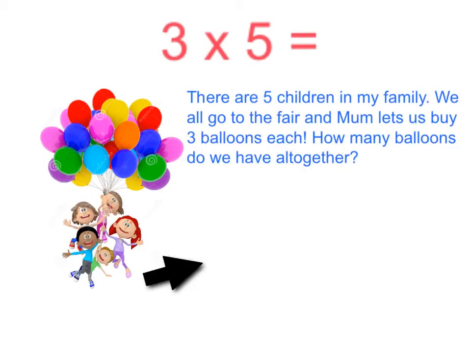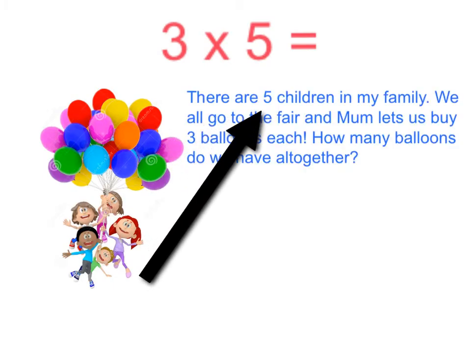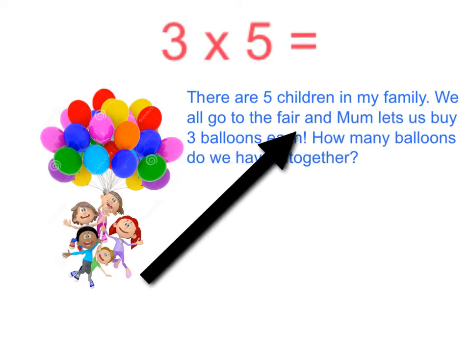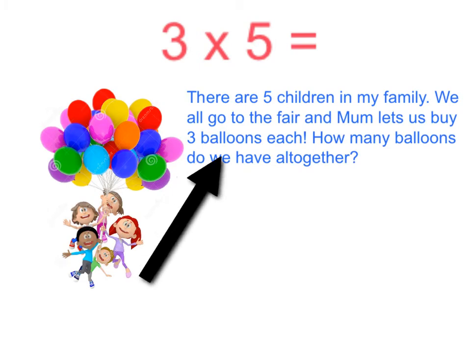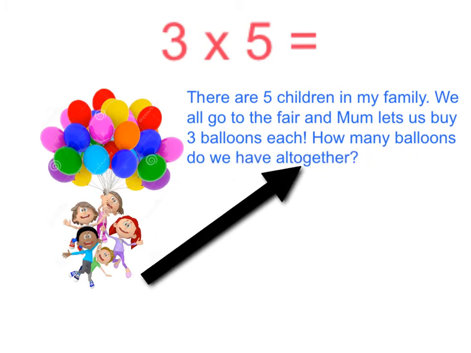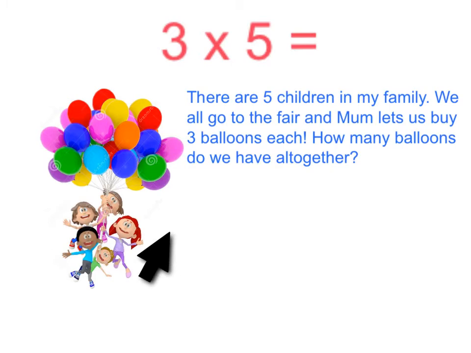Alright, how does this sound to you? There are 5 children in my family. We all go to the fair and Mum lets us buy 3 balloons each. How many balloons do we have altogether? Well, that sounds like a pretty good word problem for my multiplication fact. Now, how am I going to work that sum out?